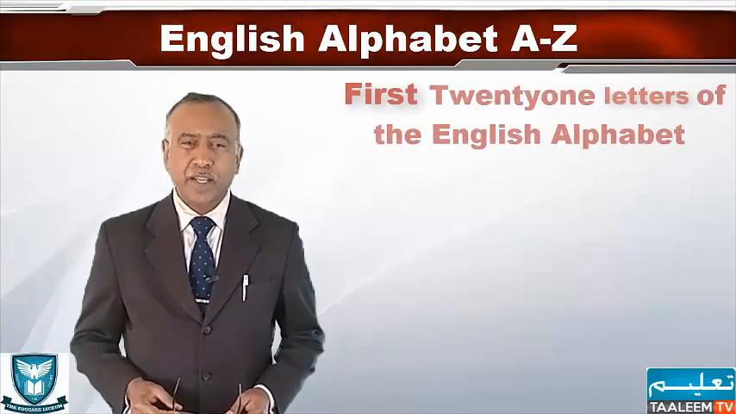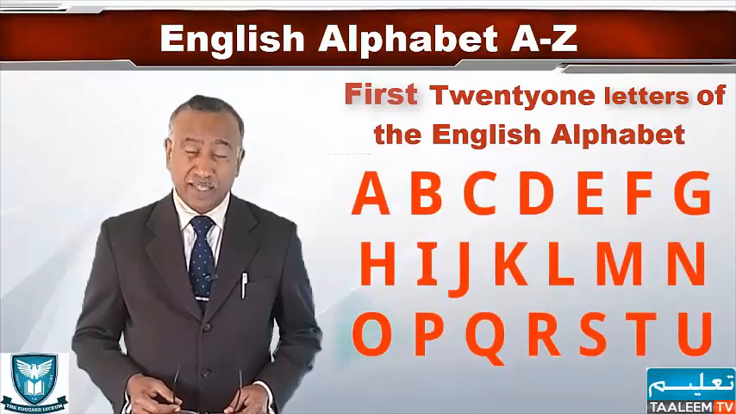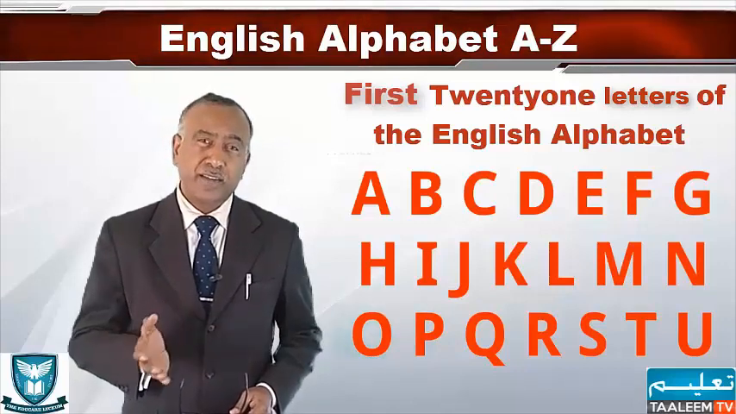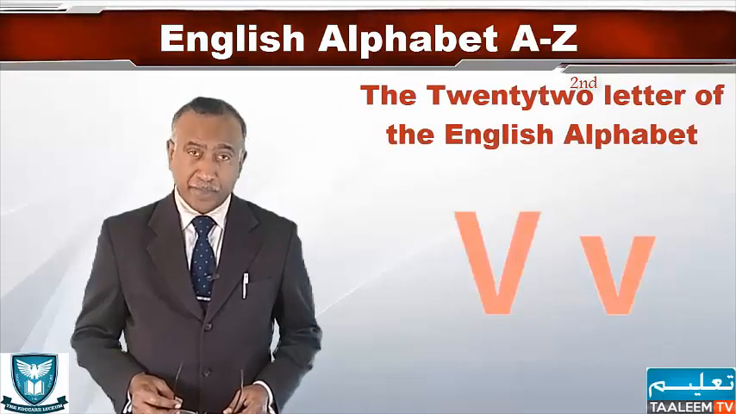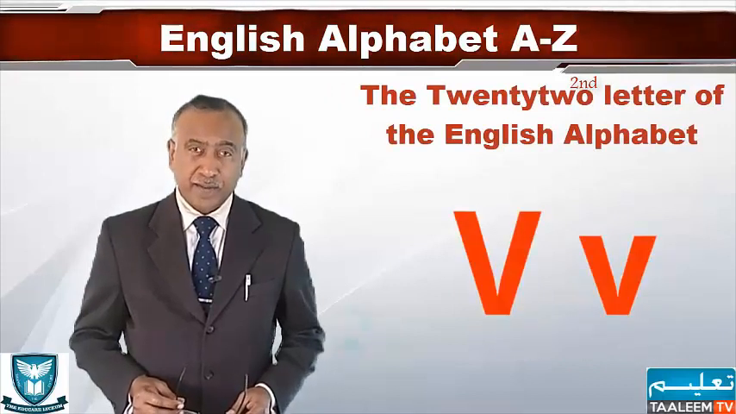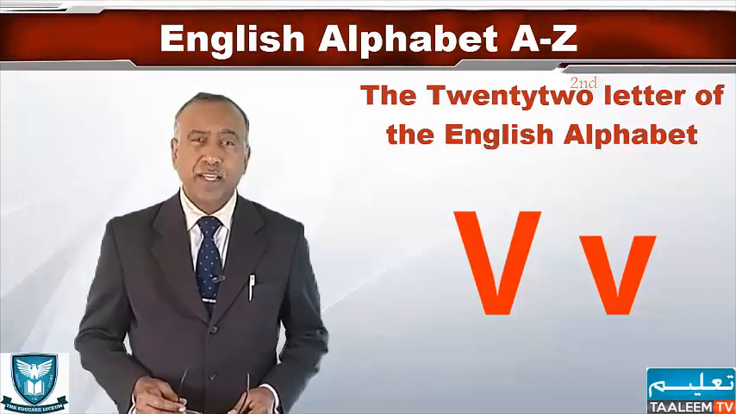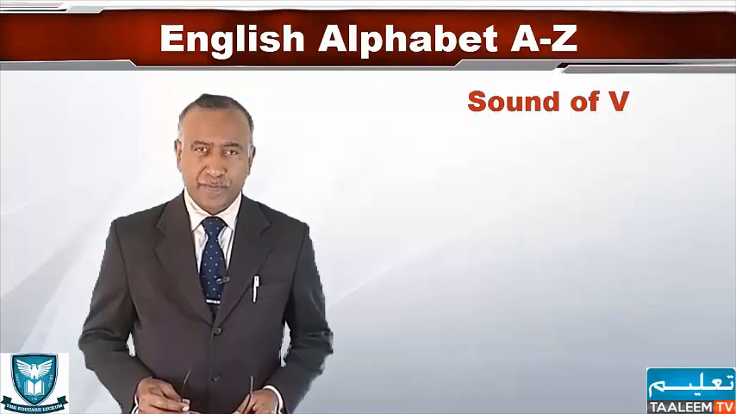Last time we have learnt first 21 letters of English alphabet. Now we'll learn next letter, that is V. This is 22nd letter of English alphabet. It gives sound V.